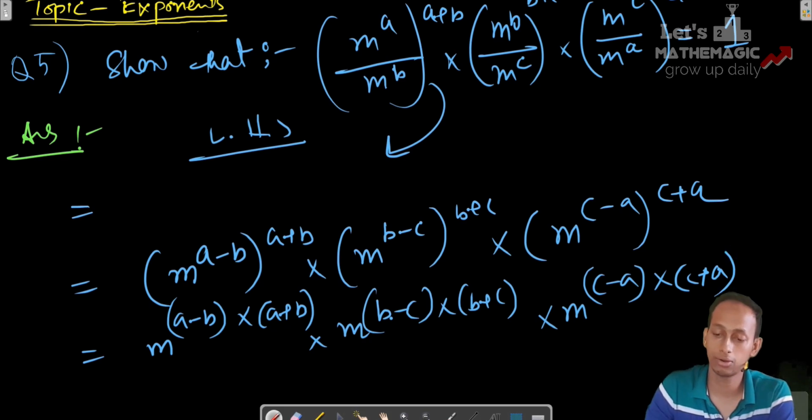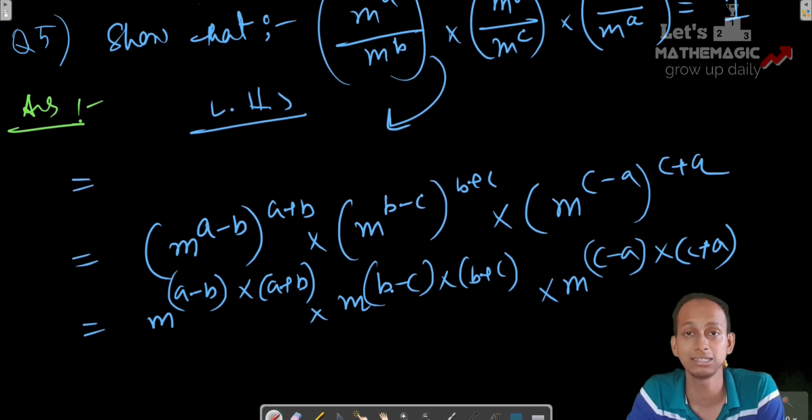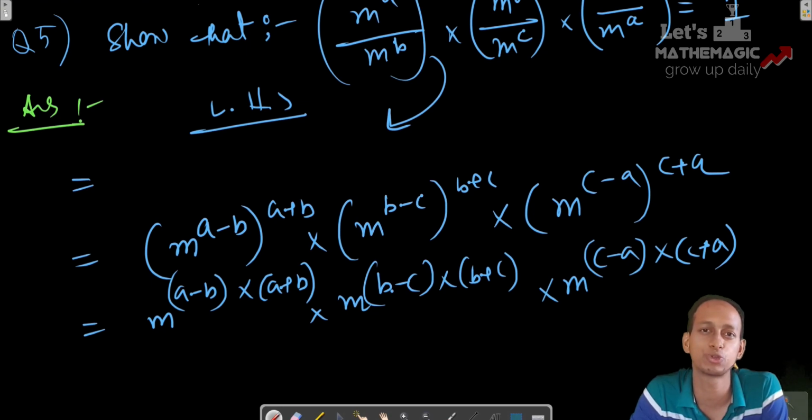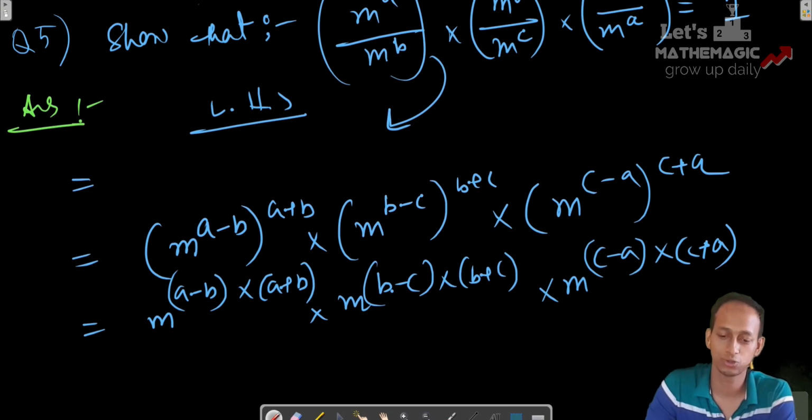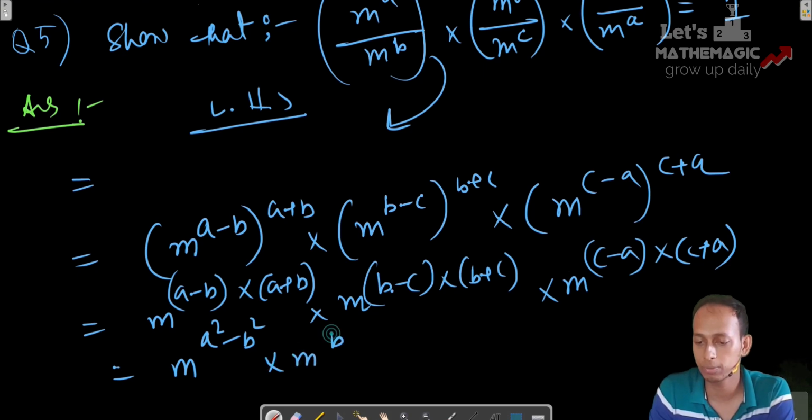So now we can see a formula here that we have already learned in the chapter of factorization, that a square minus b square is equals to a plus b into a minus b. So we have got the same thing here. So if we apply the formula, it should be m to the power a square minus b square, and then m to the power b square minus c square, then m to the power c square minus a square.